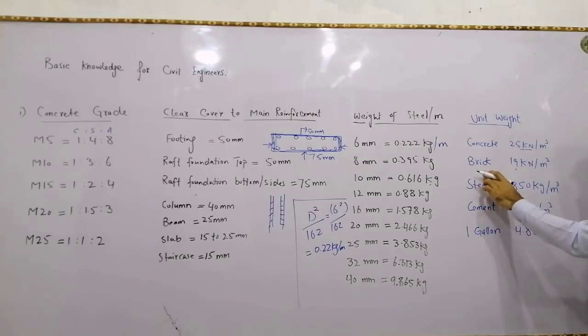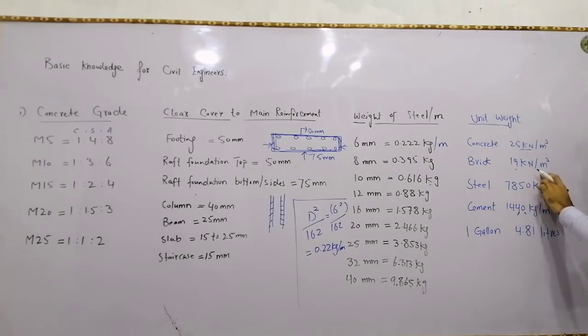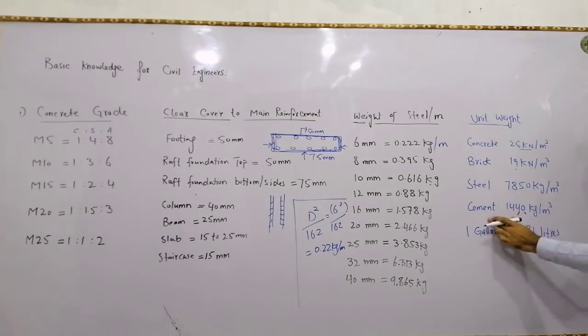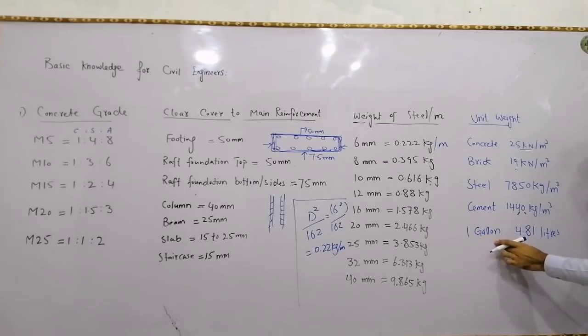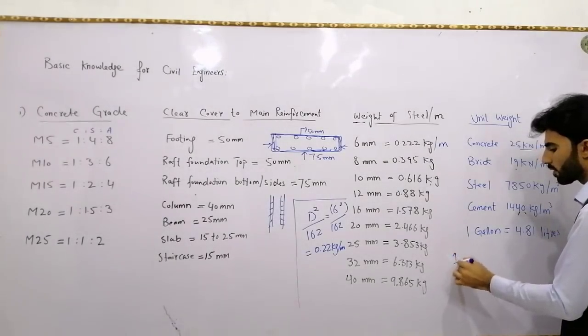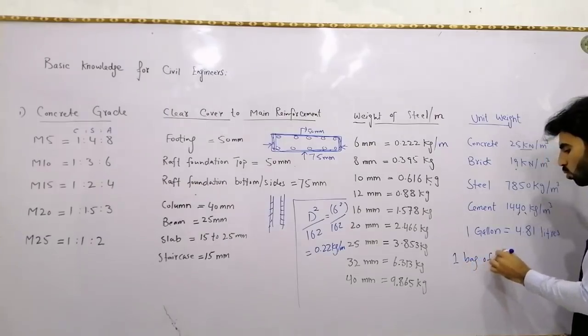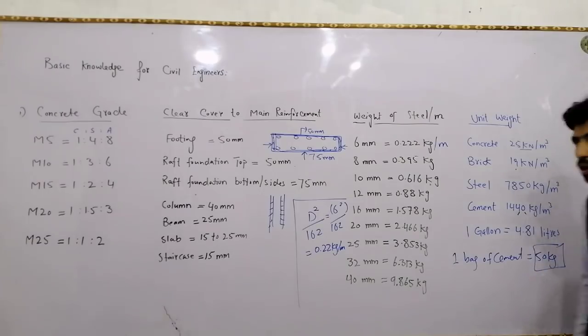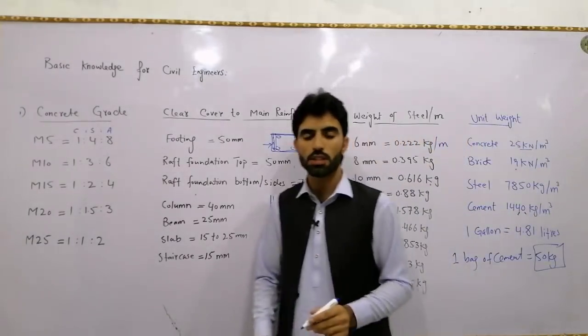Like that, for bricks it is 19 kilonewton per meter cube. For steel, 7850 kg per meter cube; for cement, 1440 kg per meter cube; and 1 gallon is equal to 4.81 liters. It is very important, but remember one more thing: one bag of cement is equal to 50 kg. So these are some basic knowledge for civil engineers.